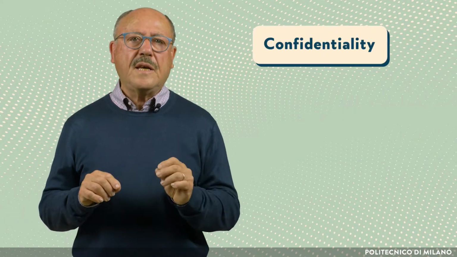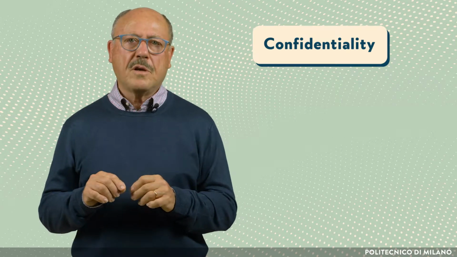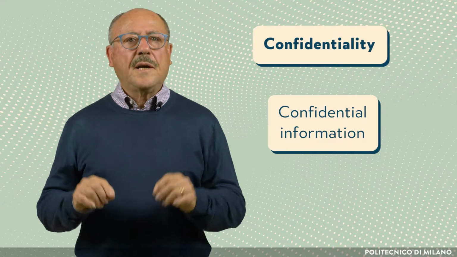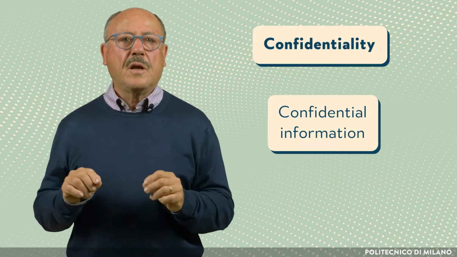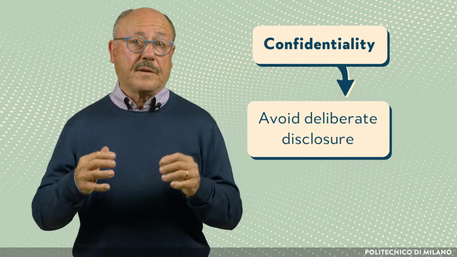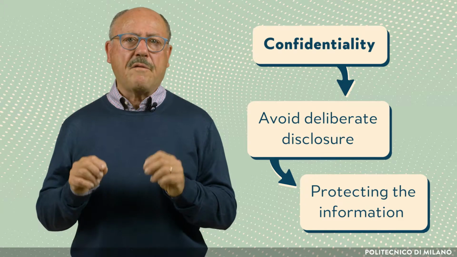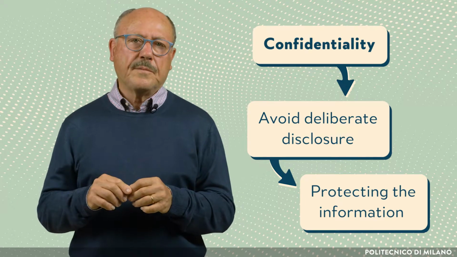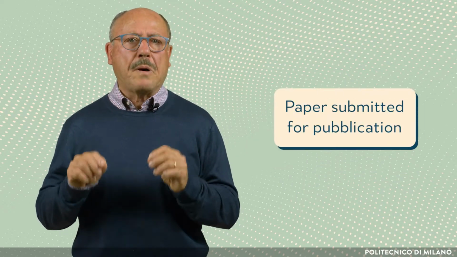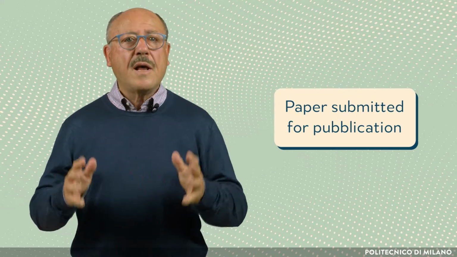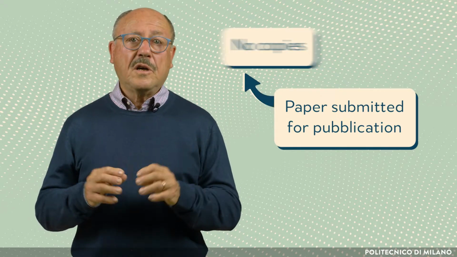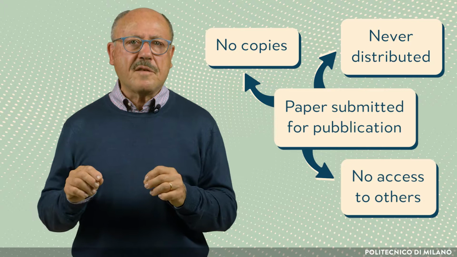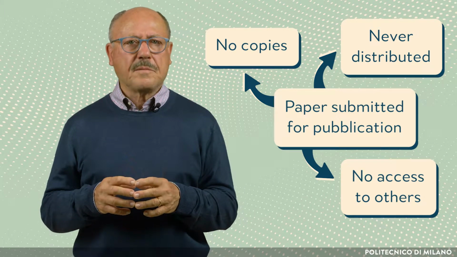Confidentiality is another key ethically sensitive issue in research. Researchers are very often exposed to confidential information, and it is expected that they keep it confidential, not only avoiding any deliberate disclosure, but also protecting the information from any possible access by unauthorized individuals. For example, a paper submitted for publication must be kept by a reviewer as confidential information. It should never be copied and distributed to others. It should also be kept in places that cannot be accessed by others.